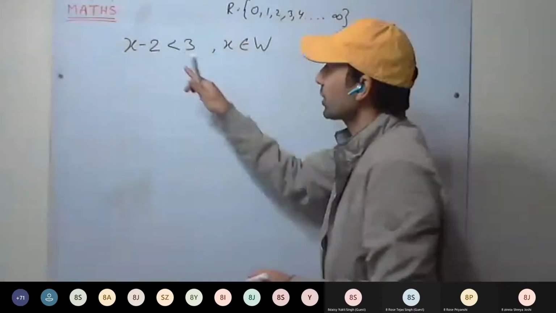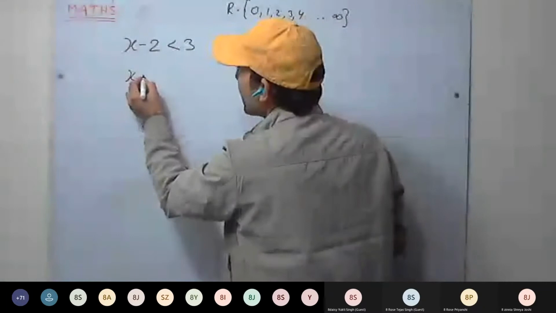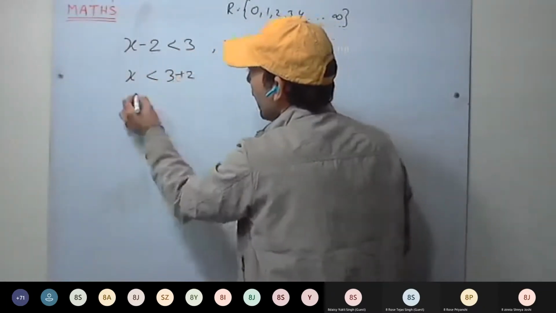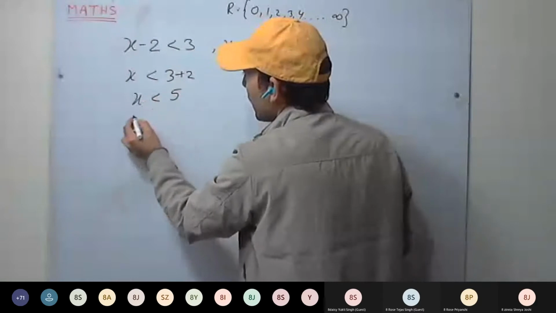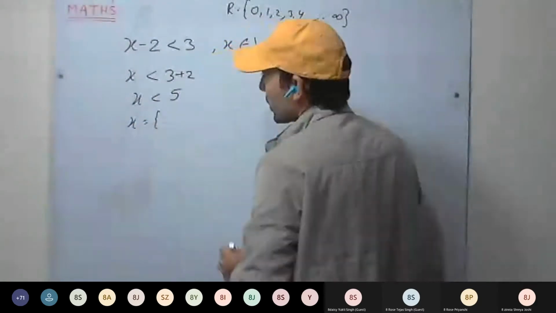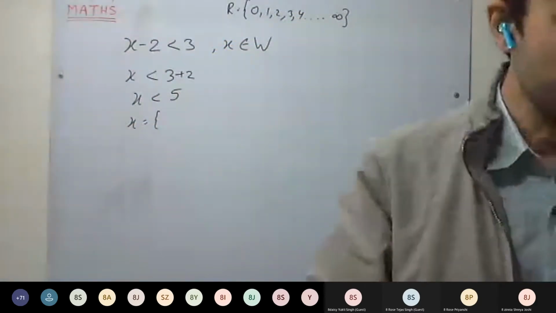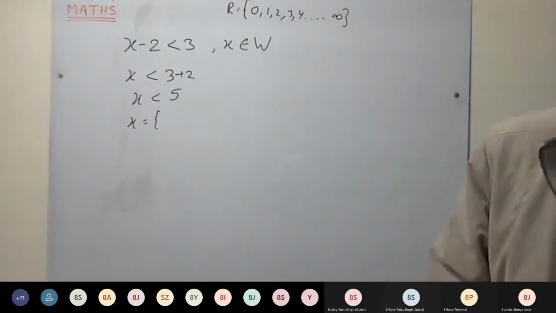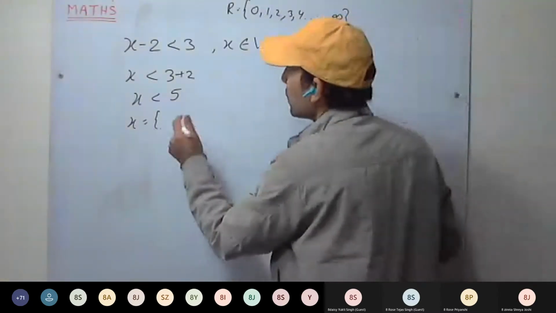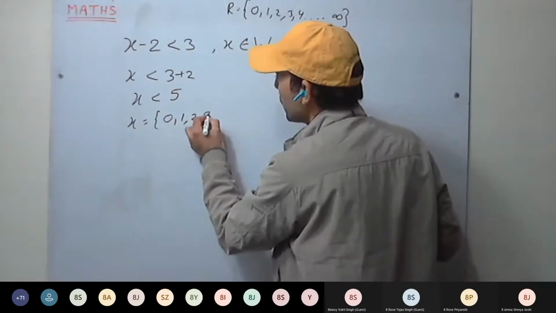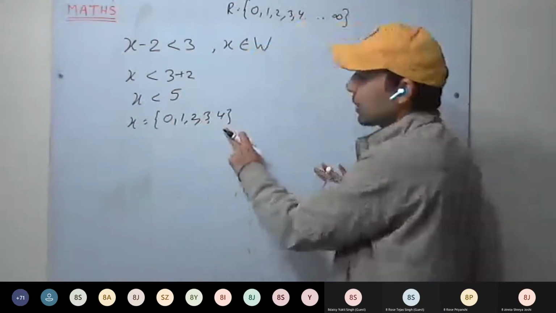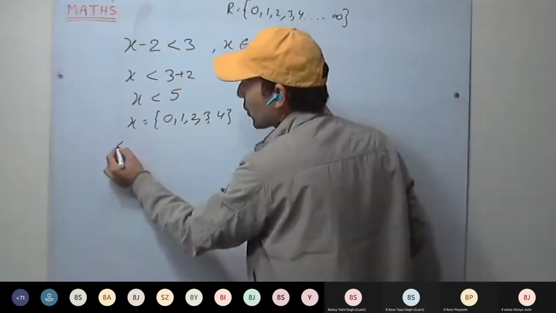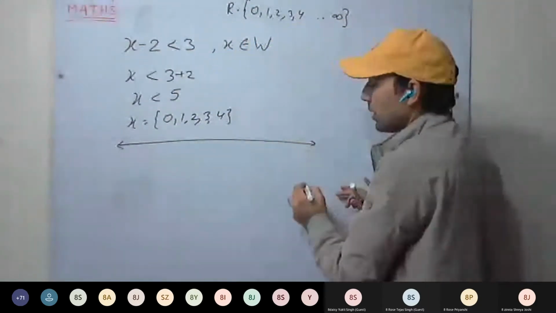Okay. Now solve this inequality. X minus 2, we take on the right hand side, 3 plus 2. X is less than 5. So x will be what? 0, 1, 2, 3, 4. Okay. And that we have to represent on the number line. These numbers we have to represent on the number line. So first, once you get the solution, accordingly draw the number line.